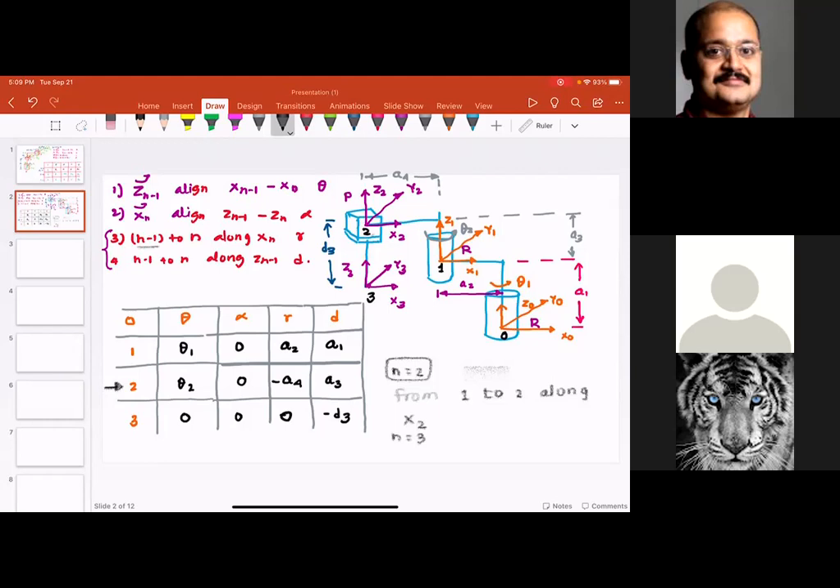Why would that be negative? Why would A4 be negative? For 3, I need to write the rule again. So I'm going from 2 to 3, so my n is equal to 3. I'm going from 2 to 3 along Z2. That distance is why you have minus D3. Got it? Okay.